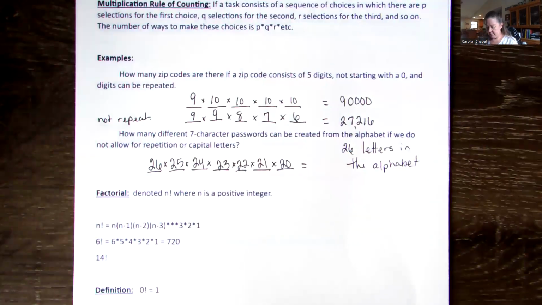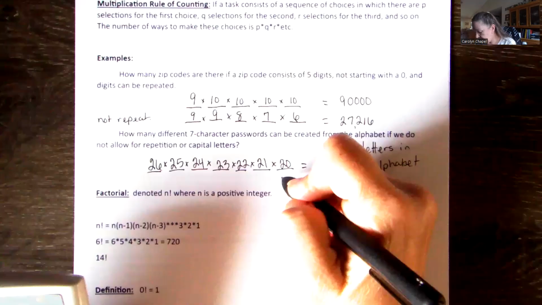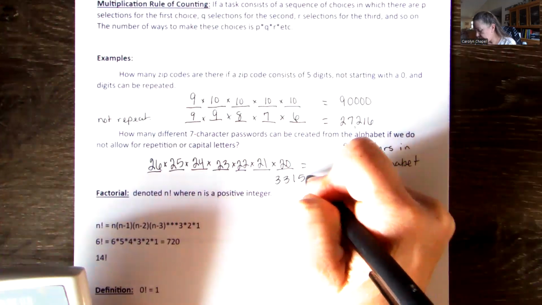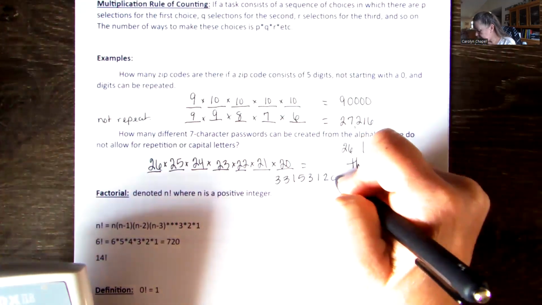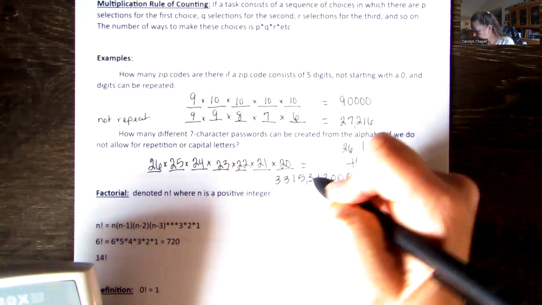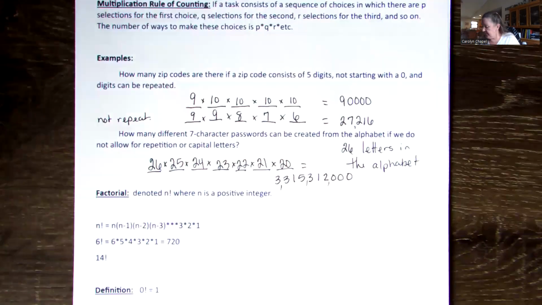And doing so takes me a little while on my calculator here. I have 3, 3, 1, 5, 3, 1, 2, 0, 0, 0. So a lot of different passwords that we could come up with. So just imagine what would happen if we allowed for characters, capital letters, and so on. So we have, I mean, this is a large number, but that would become even larger.